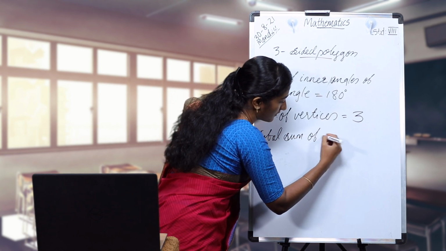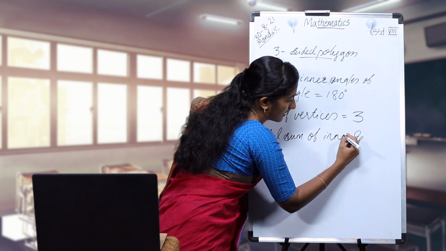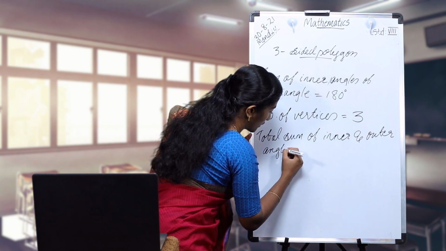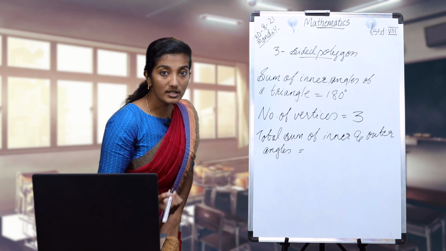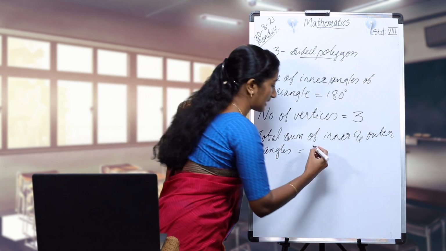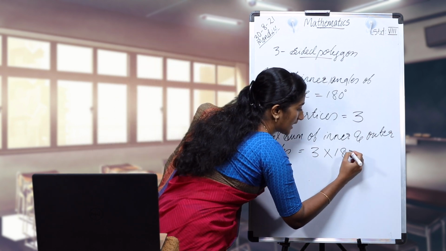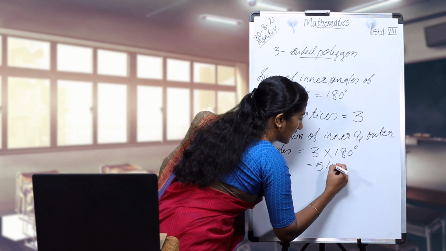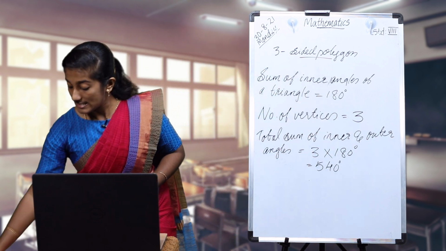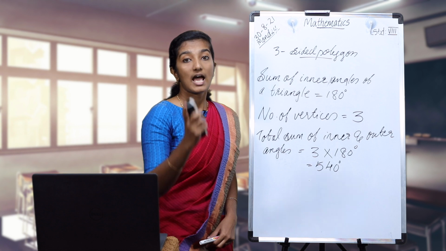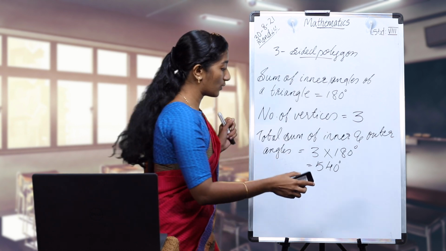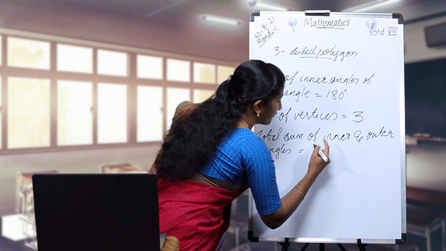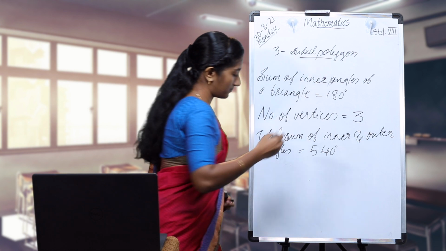Total sum of inner and outer angles. The total sum of inner and outer angles at all these three vertices is 3 into 180 degrees. What is 3 into 180 degrees? It is 540. Okay. Therefore, we got that the total sum of inner and outer angles at all these three vertices is 540 degrees.